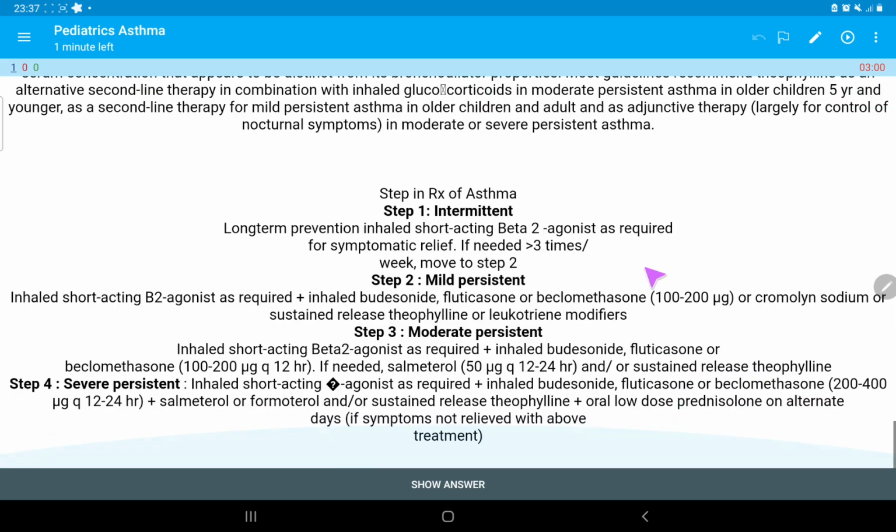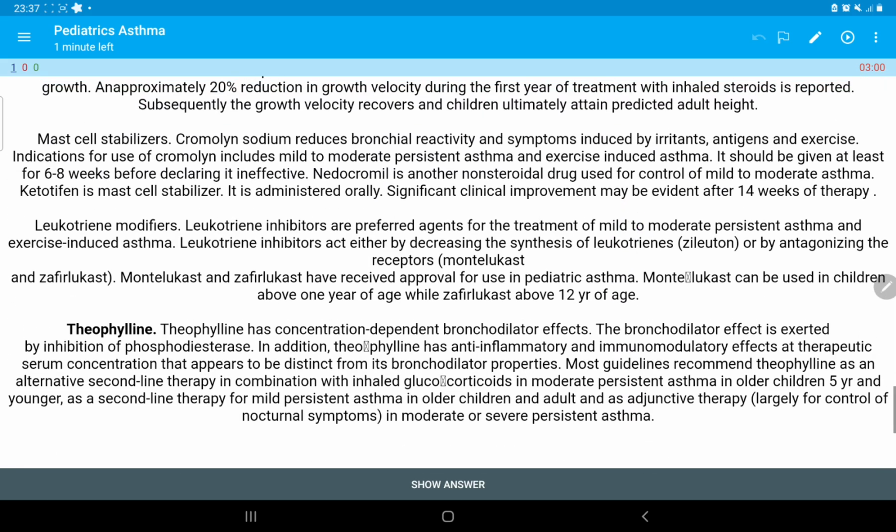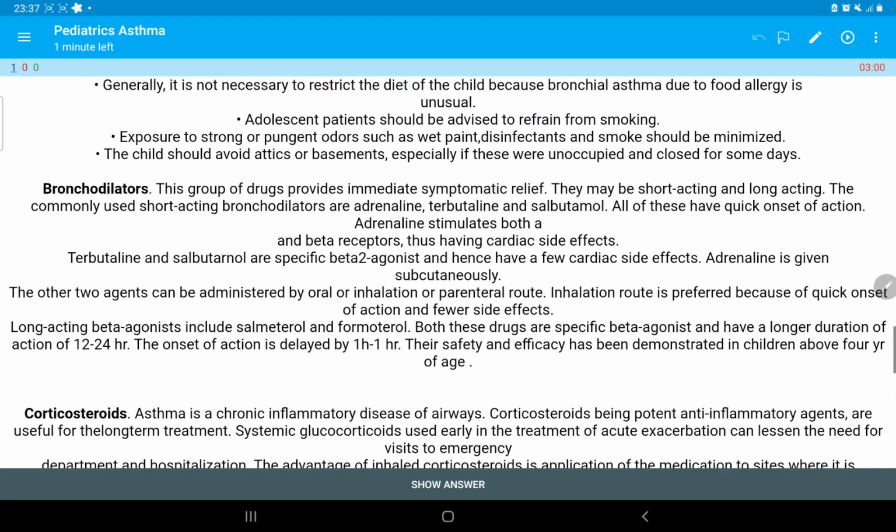In this way we have completed pediatrics, that is asthma, bronchial asthma.